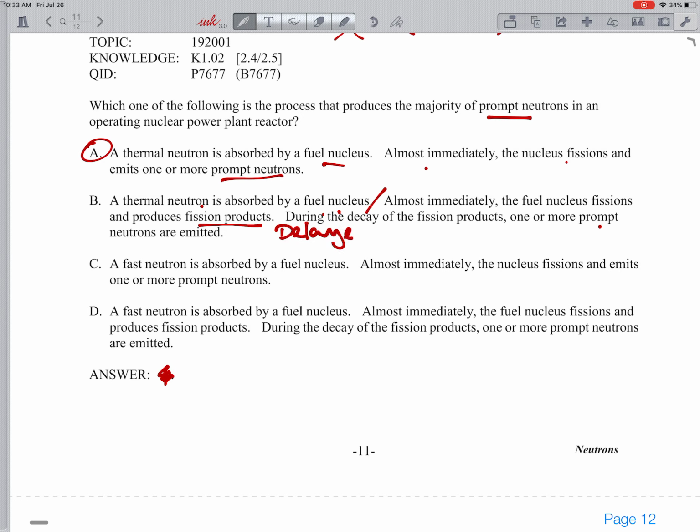No way, I don't like that. It takes too long to produce fission products and then have them fission. Remember, 10 to the minus 14 seconds is the birth time for a prompt neutron. A fast neutron is absorbed by a fuel nucleus. We're looking for the majority of prompt neutrons. Fast fissions don't happen as often as thermal fissions. That's where I'm going to go with that. So those are no's, and the answer is A.